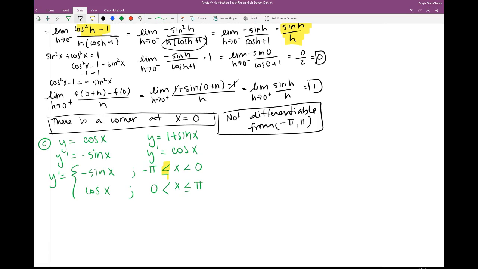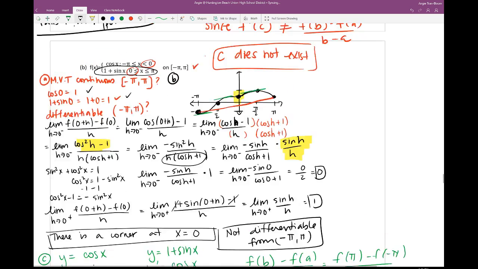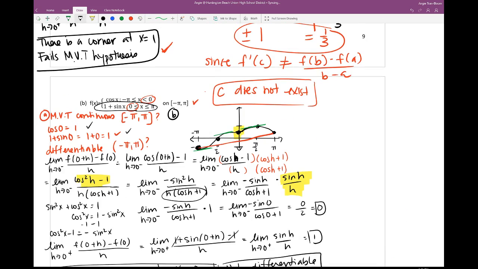So that's my derivative. Let's find f of b minus f of a all over b minus a, because later I have to set them equal to each other, okay? So let's do it. f of b is pi, minus negative pi, all over b again is pi minus a negative pi. So let's fill it in. Cosine of, I need to do pi first, okay? So pi is, which function am I using?